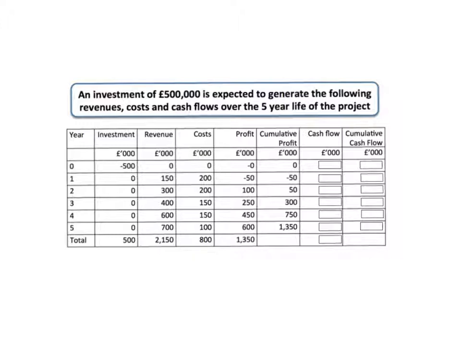So the best way to carry out payback period is just to practice. Get lots of questions, have a go, and the more you practice, you'll realise how easy it is. Okay, so I've got this question from Tutor2u. It says an investment of £500,000 is expected to generate the following revenues, costs and cash flows over the 5-year life of the project. So what I want you to do is pause the video and have a go at, first of all, just calculating the cash flow and calculating the cumulative cash flow as well. Okay, so I'll give you a couple of minutes to do that.